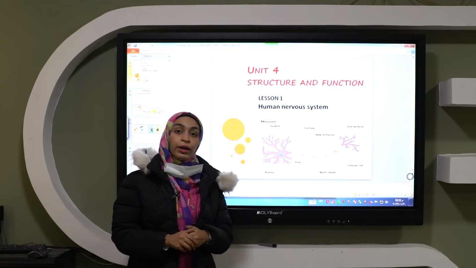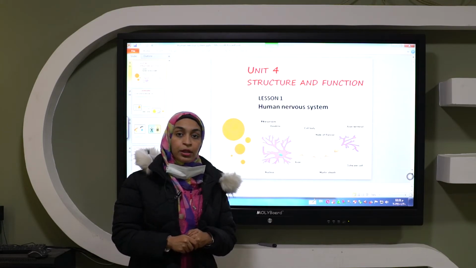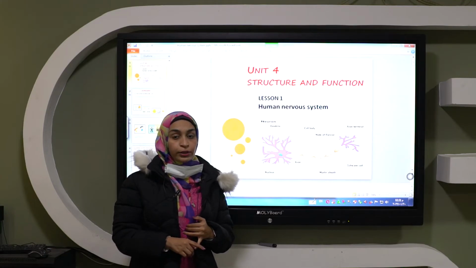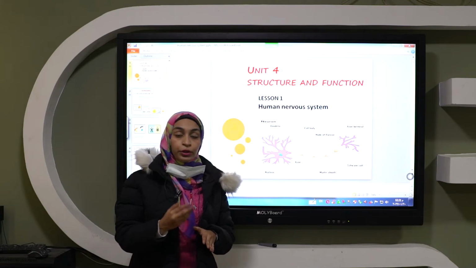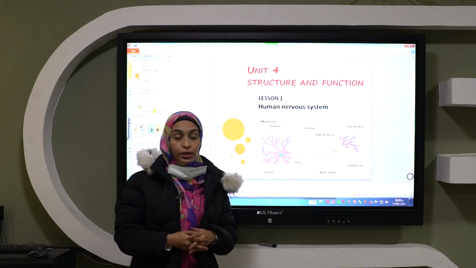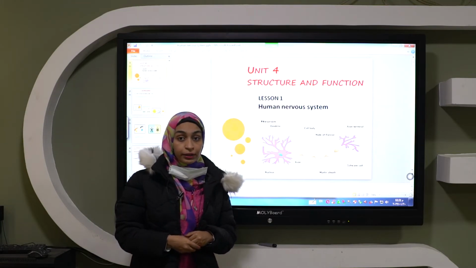The last part: how can we keep the nervous system healthy? By staying away from pollution, tranquilizers, stimulants, and addiction, staying away from or in front of televisions and computers, and also doing exercises daily.